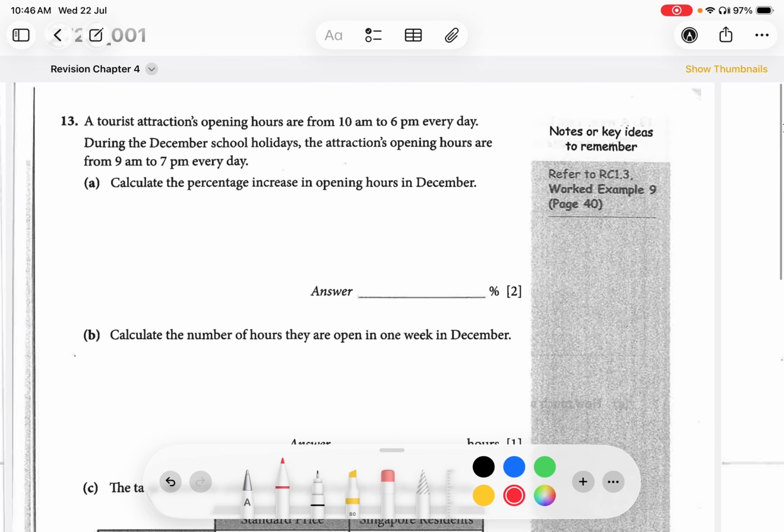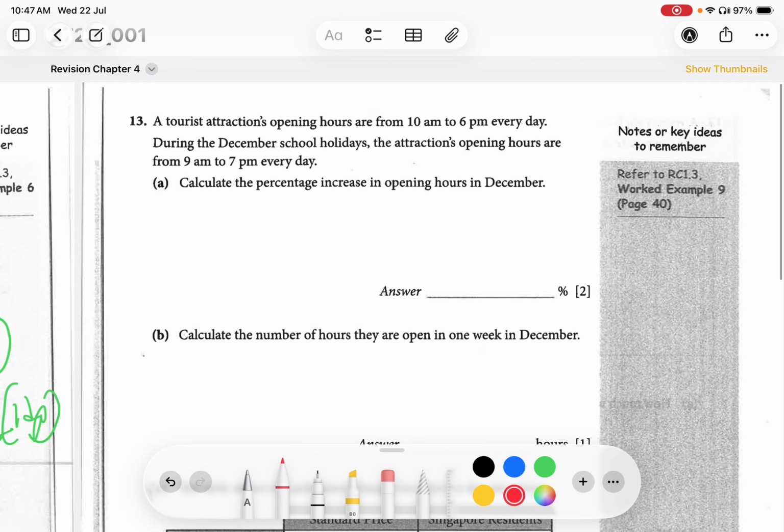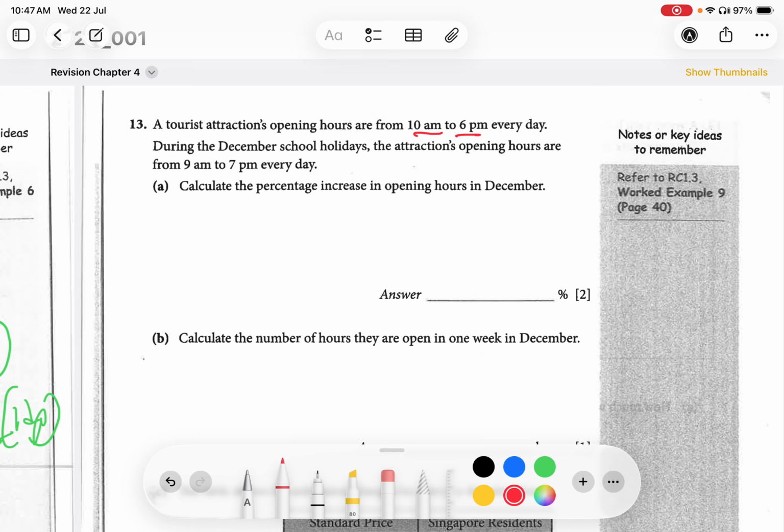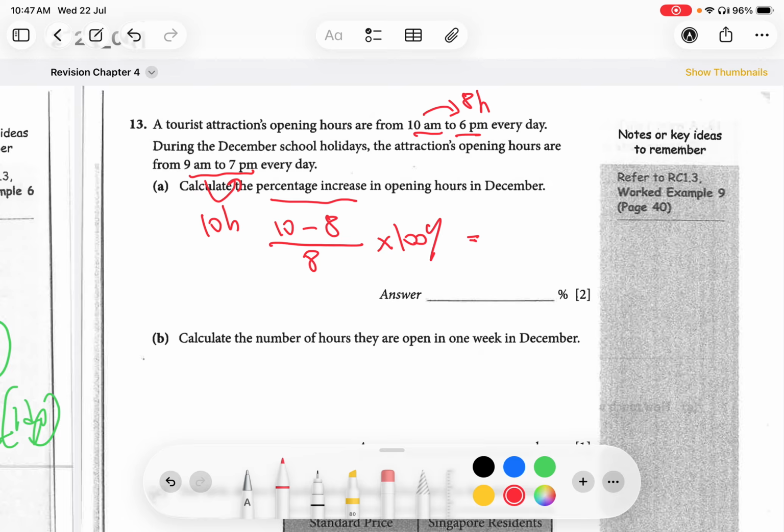Okay, the next one. A tourist attraction's old opening hours are 10 a.m. to 6 p.m. The new opening hours are 9 a.m. to 7 p.m. Calculate the percentage increase in opening hours. From 10 a.m. to 6 p.m. this is 8 hours. From 9 a.m. to 7 p.m. this is 10 hours. So the percentage increase in open hours is the new hours over the original times 100%, which will be 25%. A 25% increase in the opening hours.